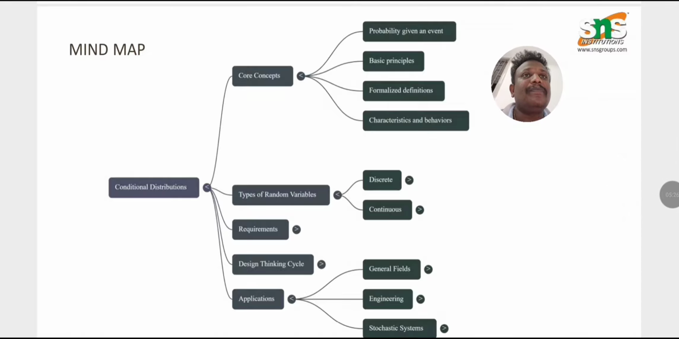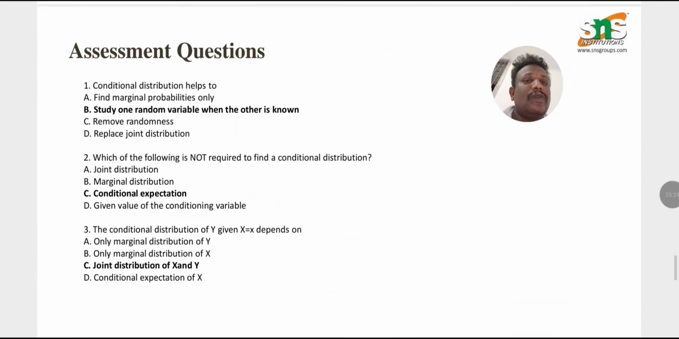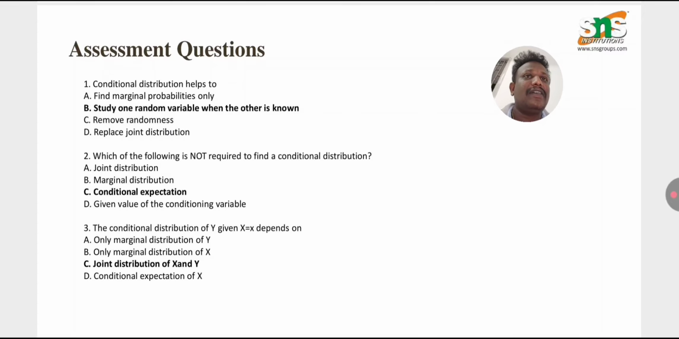Now this is the assessment question. Only one question I want to ask. What is the conditional PMF formula? Come on, tell me. I hope you know the formula. The correct answer is P of capital X equal to small x, comma, capital Y equal to small y, divided by P of capital Y equal to small y. So this is the PMF formula.